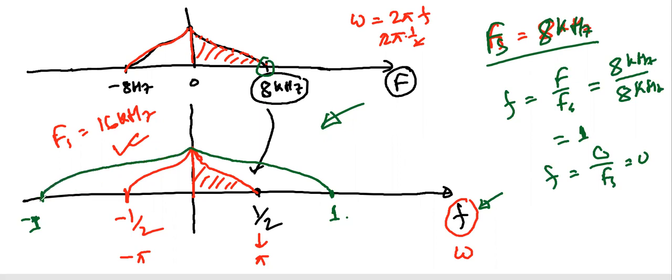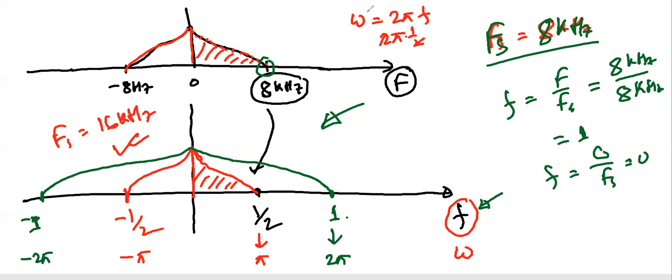I believe you understand this point. And in the scale of omega, what is this? This is, of course, twice pi, and this is minus twice pi. Okay? Are you with me? Yes, sir. Okay.